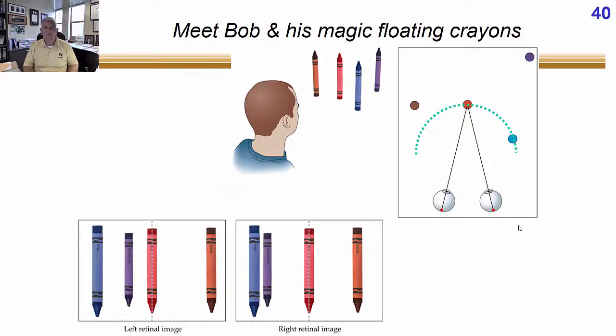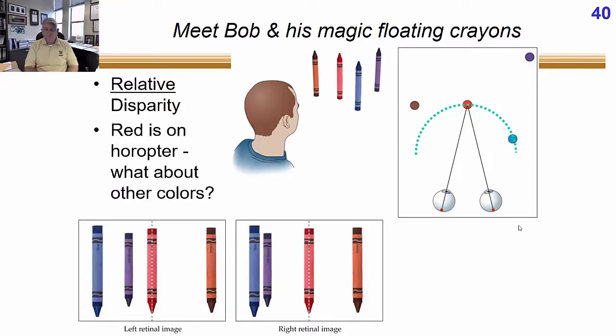Okay, meet Bob and his magic floating crayons. It's kind of a weird example, but it comes straight out of your textbook, so I'm going to use it. The only thing different is I've added the horopter there in green on the right-hand side. So our eyes, as I mentioned, are really good at measuring this relative disparity. That's how different are the images on the left and the right eye on the retina. How far off of corresponding retinal points are they?